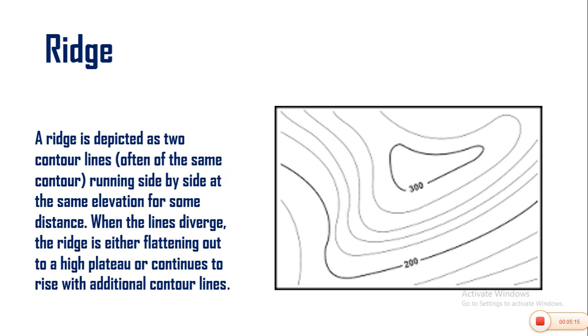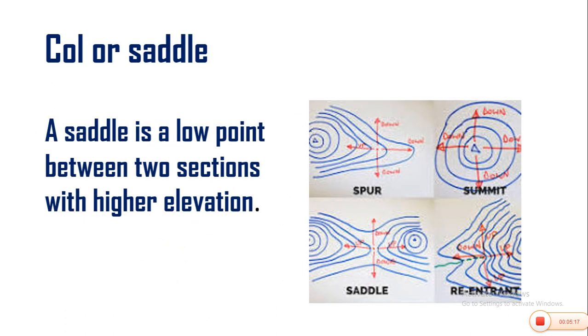The next feature we'll be considering is the col or saddle. A saddle is a low point between two sections with higher ground. A saddle can be a footpath or a road. Now look at this feature. It represents a highland, or you can also say it's a mountain. You also have another highland beside it. Then the gap between these two highlands is what is called a col or a saddle. A col is always a pass, but a pass is not always a col or a saddle.